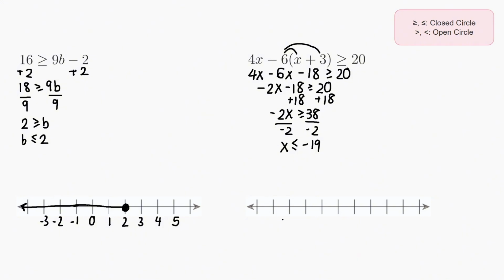Okay, now let's get started on the graphing. First, I need to populate this line. Okay, and then now we're at negative 19. Our question is, open circle or closed circle? The answer is closed circle because we have an equal to sign right there. And then now we're thinking, do we go right or left with our arrowhead? We go to the left because this is pointing to the left.